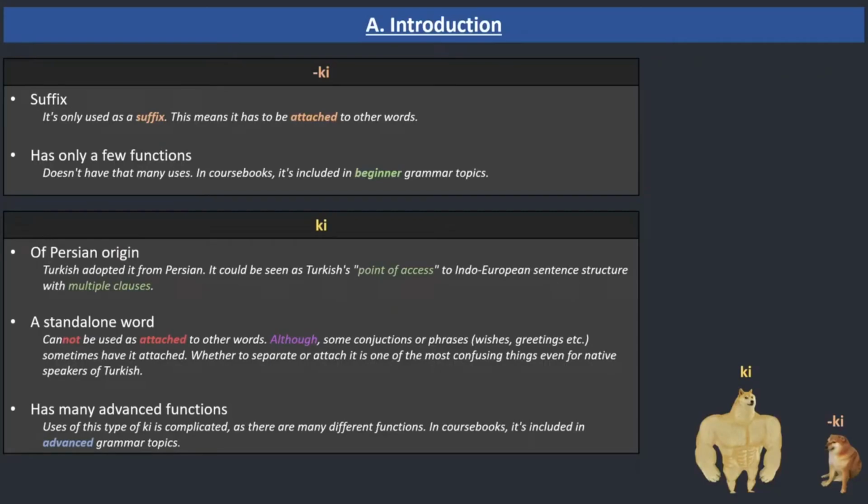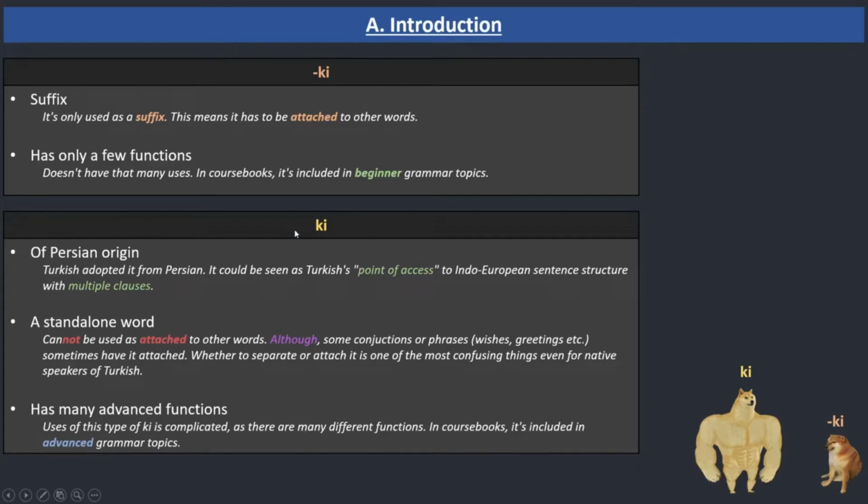What is the difference between this ki with this, I think it's called a dash, and the other ki? The dash indicates that it's a suffix. It is attached to other words. So you can't use it as a separate word, but this one doesn't have the dash. It means it is a separate word. And there are these small definitions, small functions. The suffix ki is a suffix. It has to be attached to other words.